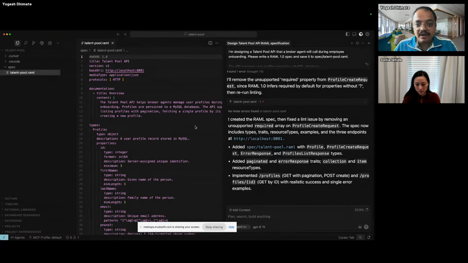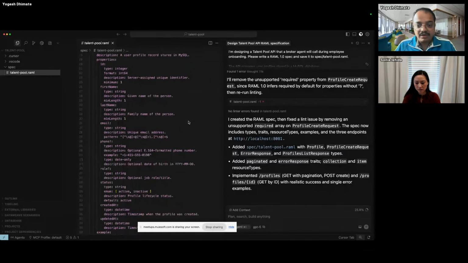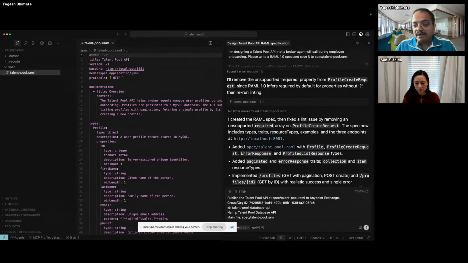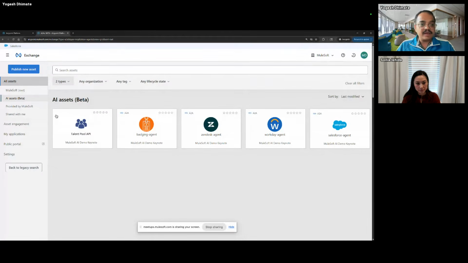Once the API specification is ready, she reviews it and publishes it to Exchange by giving a natural language prompt to Cursor, telling it to publish this API to Anypoint Exchange. The API is published to Exchange. Janice goes back to Exchange and sees that the talent pool API is now available. Now, this is just a regular API spec. We still need to do the API implementation as well as convert this API into an MCP tool that can be used in an orchestration.